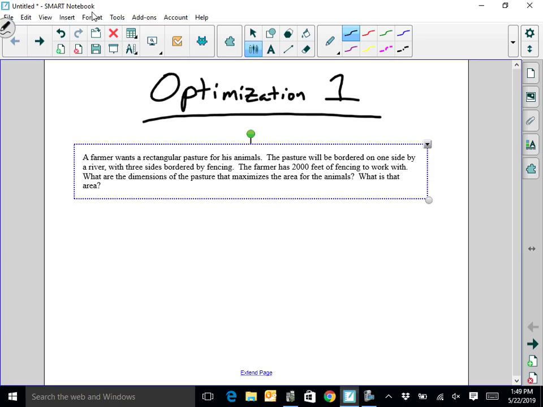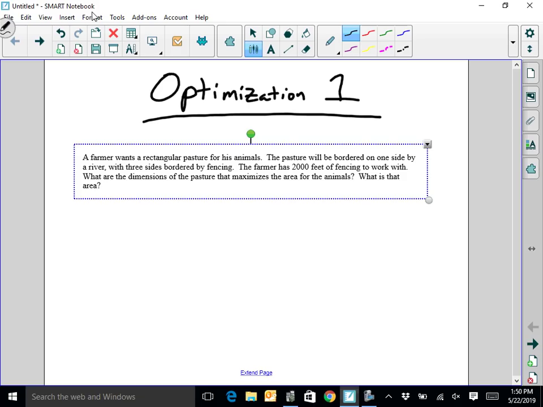So a farmer wants a rectangular pasture for his animals. The pasture will be bordered on one side by a river, with three sides bordered by fencing. So it's a rectangular pasture, but what's important to take from that sentence is that it's not going to be fenced on all four sides of the rectangle. One of the sides will be a river, and then three on the other side. The farmer has 2,000 feet of fencing to work with. What are the dimensions of the pasture that maximize the area for the animals? And what is that area?